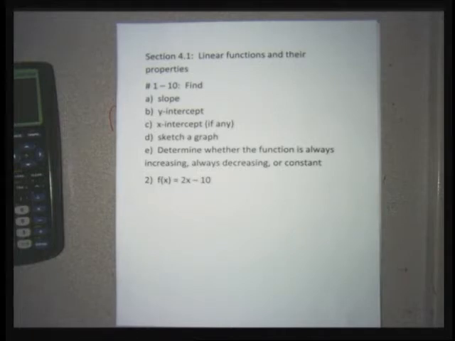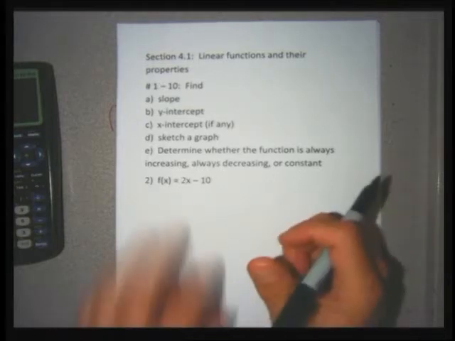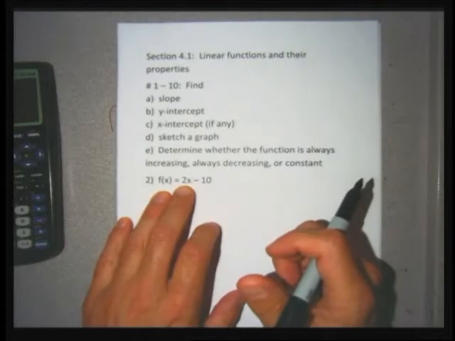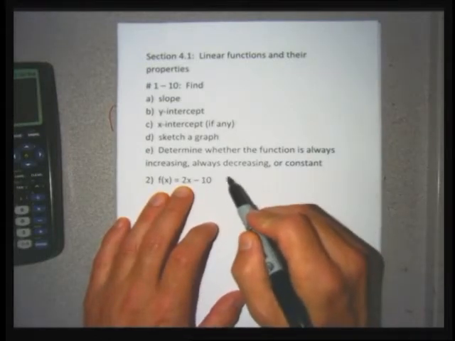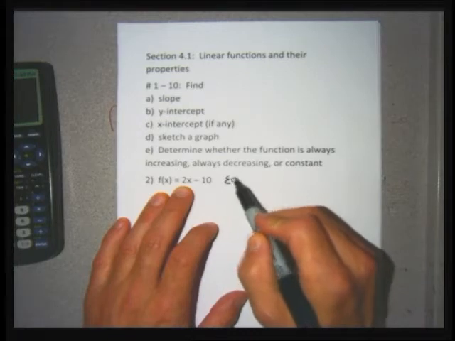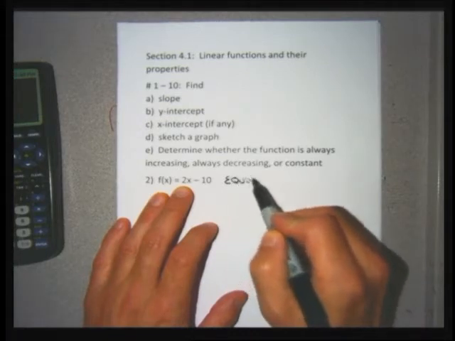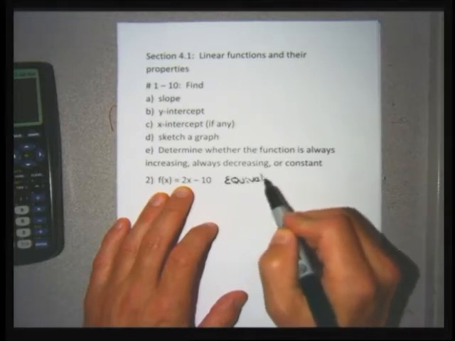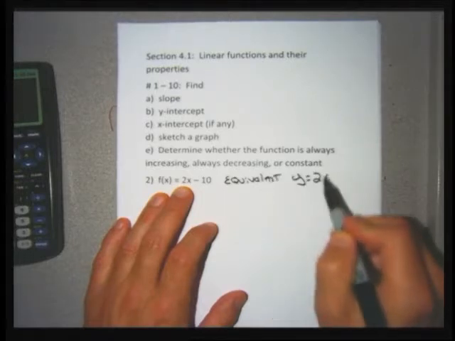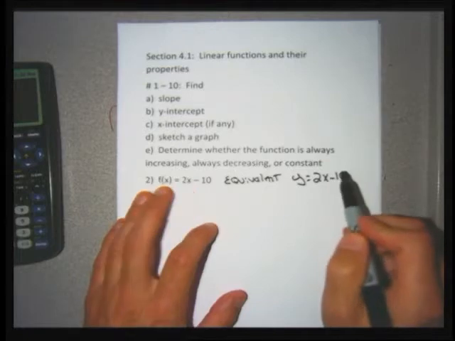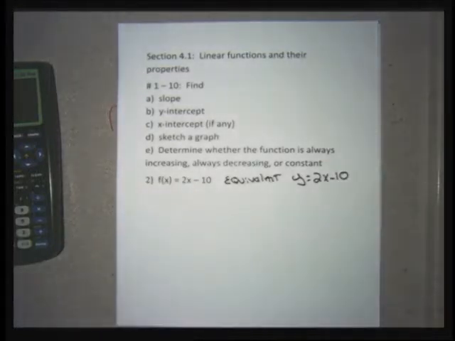So section 4.1 is a section on lines. The first 10 problems in section 4.1 give me equations written in function form that represent a line. So this statement, f of x equals 2x minus 10, is equivalent to y equals 2x minus 10. The function notation f of x is acting as the y in this particular instance.